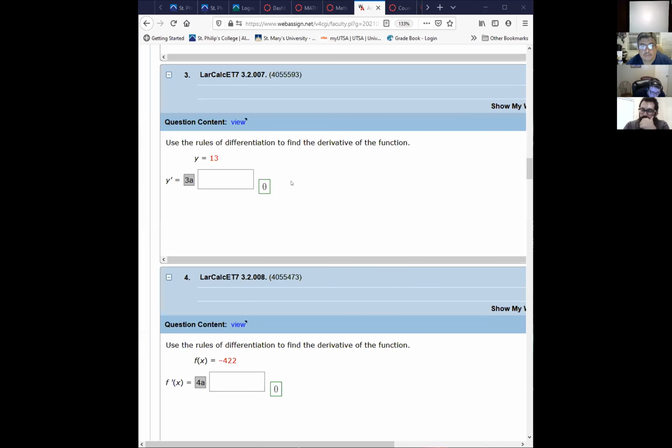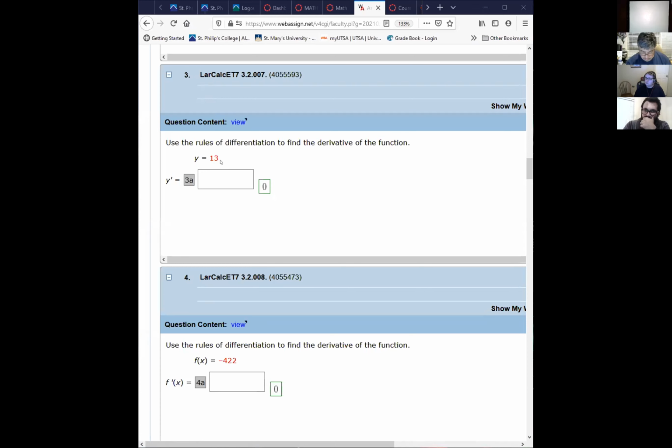The derivative of a constant will always be 0. This is y equal to a constant function, right? The function is 13. If you were to graph that, that'd be a horizontal line through 13, right? So hopefully we all remember that. If not, you can graph it and see that. But because it's constant, the derivative of this will be 0.